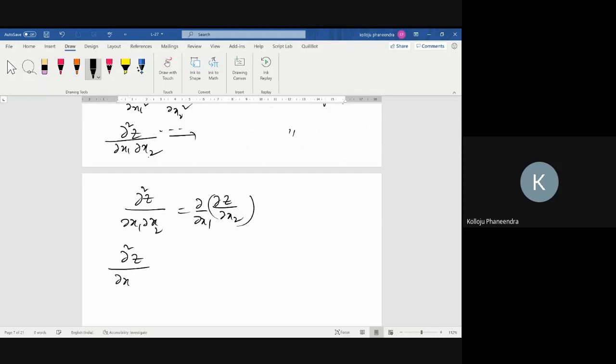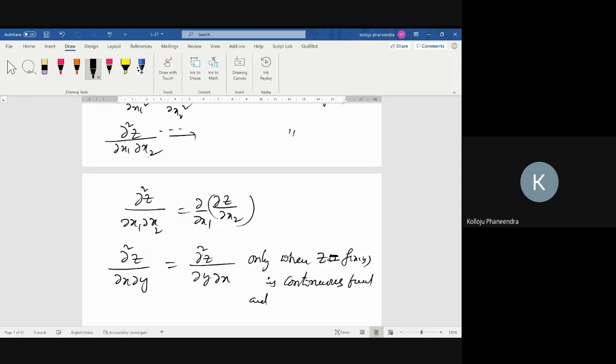In most of the cases, you write dou square z by dou x dou y equal to dou square z by dou y dou x only when z equal to f of x, y is a continuous function, and the second order partial derivatives are continuous. The function is continuous, and those derivatives are also continuous. This is the condition. When these are continuous, these two are equal, otherwise not equal. Okay, I will stop here.